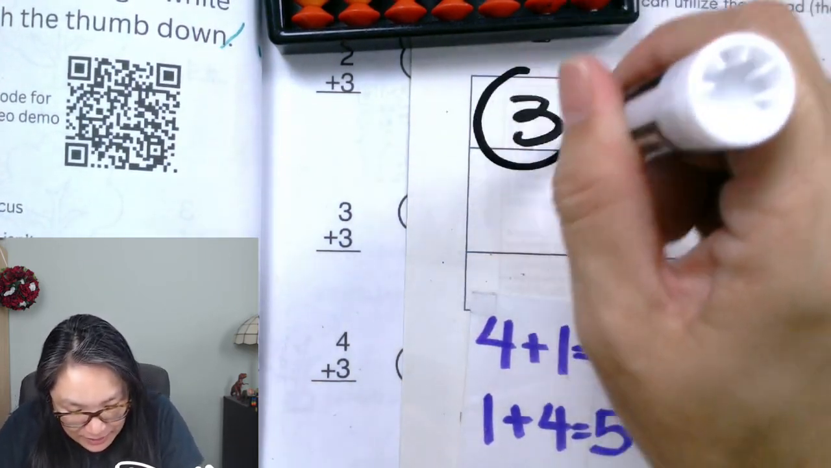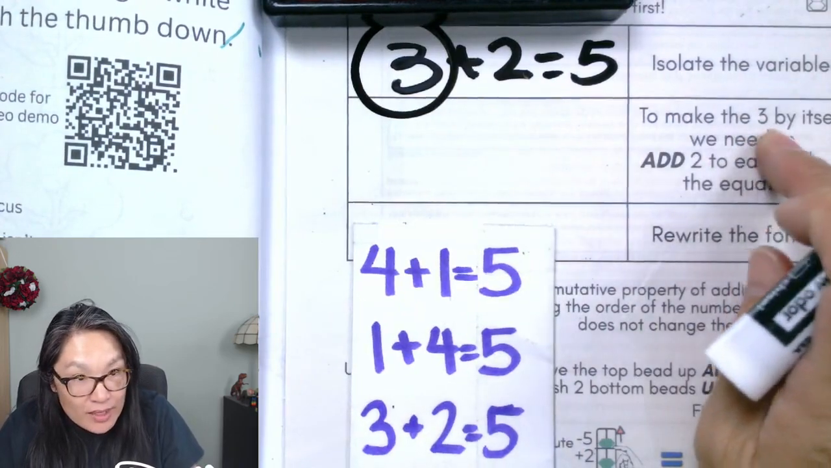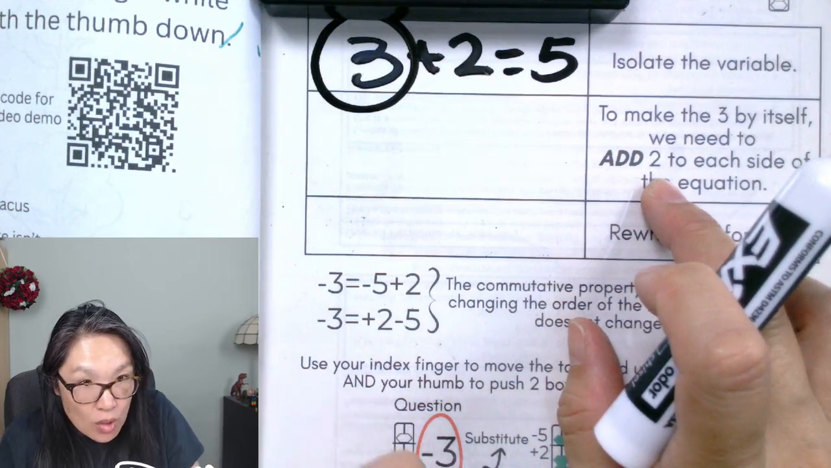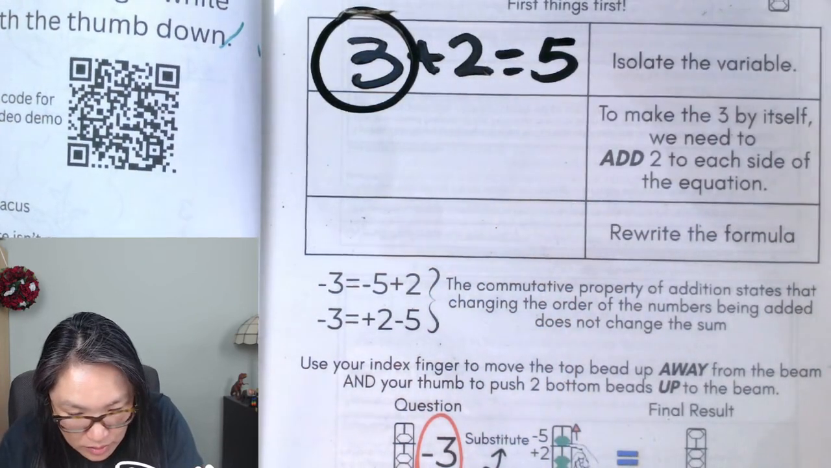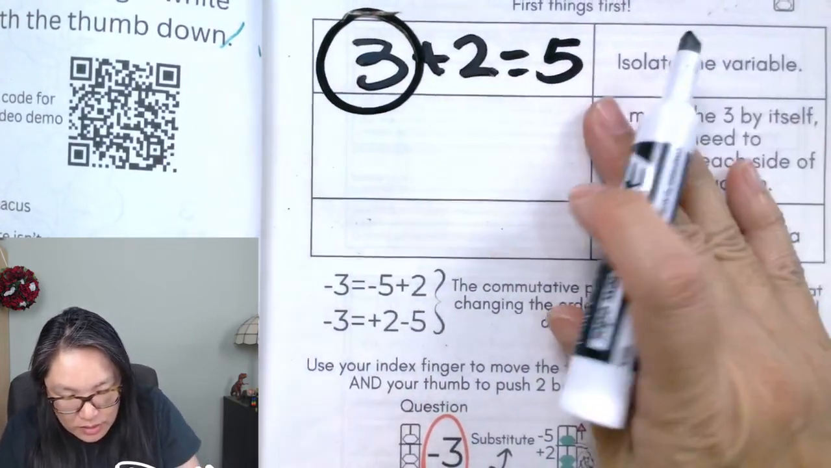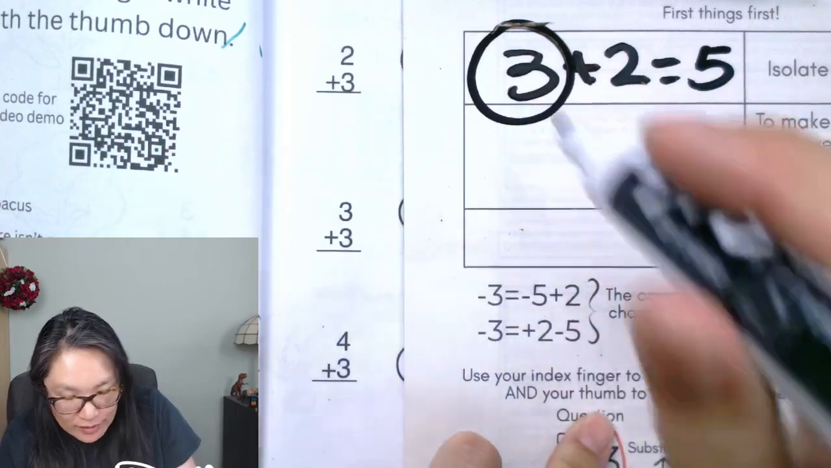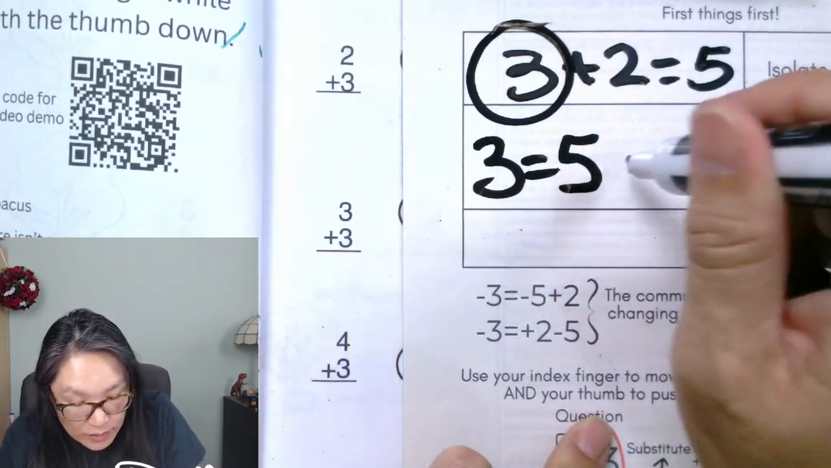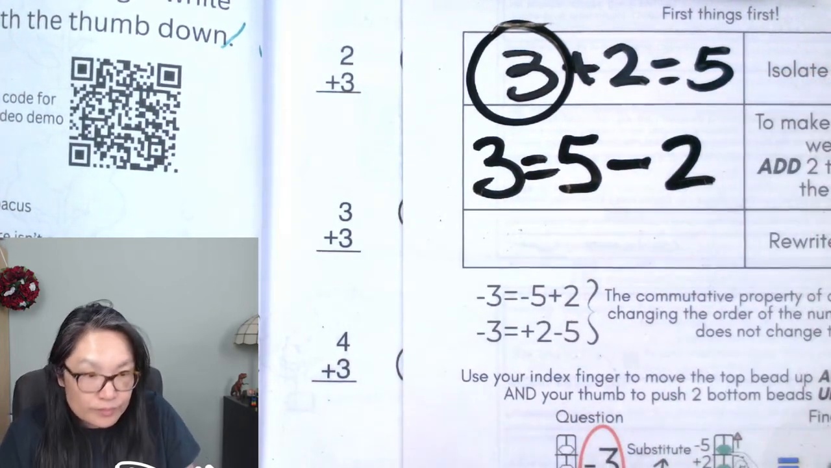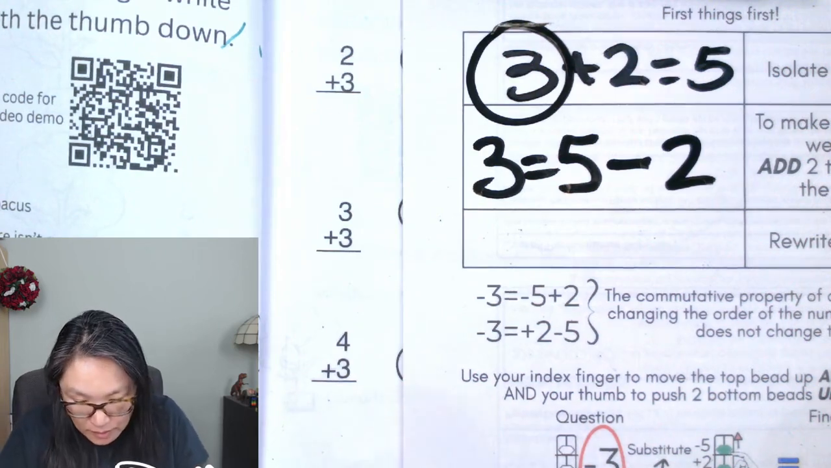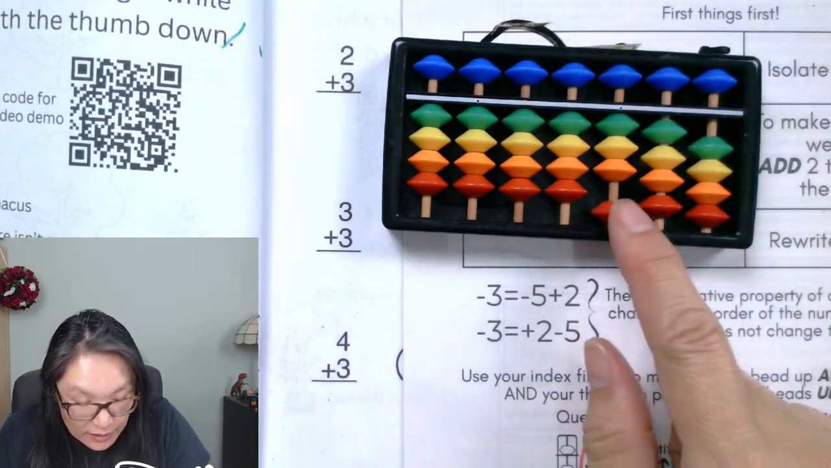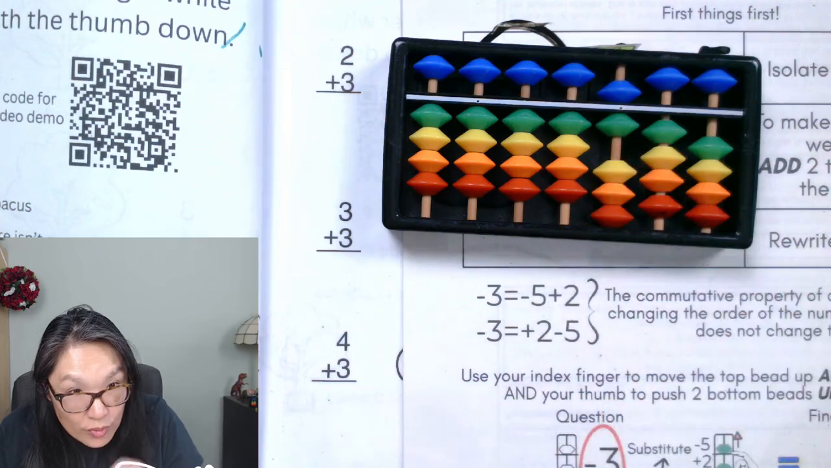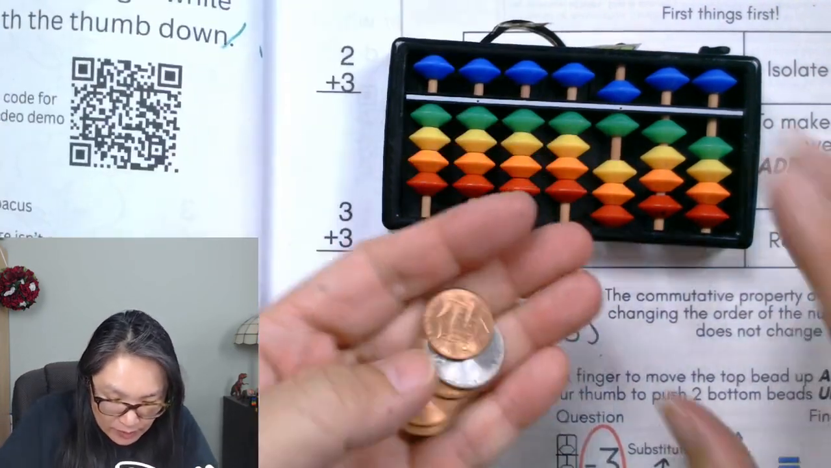I'm going to isolate the variable. I'm going to make it by itself. When I make it by itself, I want to subtract the 2. Sorry, I'm doing the wrong one. So it's actually 3 equals 5. This is not balanced, so we need to balance it. We minus the 2. So if I look, I'm going to add the 5, and take away 2. It's the same thing with the money.